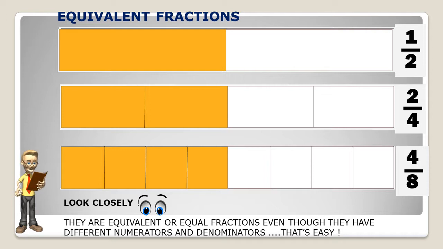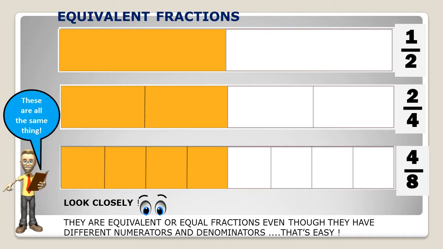With these three bars, can you guess which of them are equivalent? Well, in fact, they're all the same. We've just shaded the same amounts along the bars, and it's just that we're expressing them by different numbers, but they have the same value. That's easy.